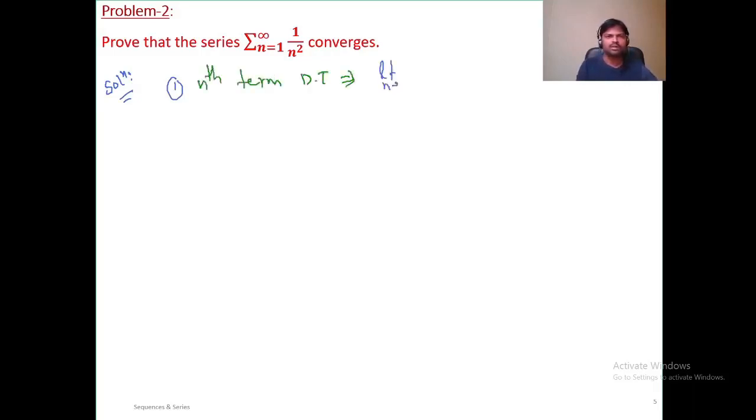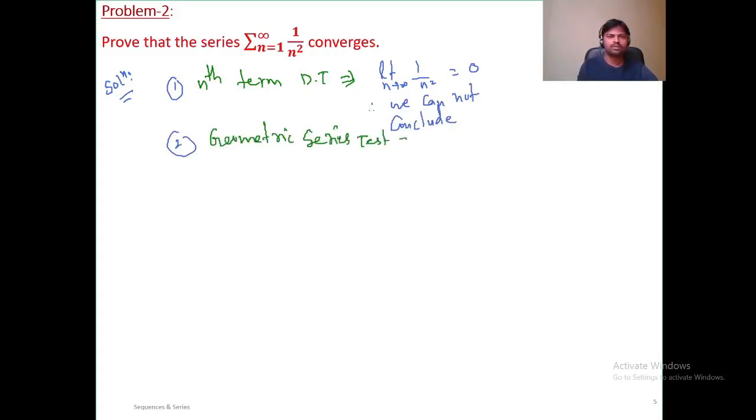It is an equals 1 by n square. I am getting 0. Therefore we cannot apply. So therefore we cannot conclude. Okay. Similarly, second one. What is the second one? Geometric series, right? Geometric series test.